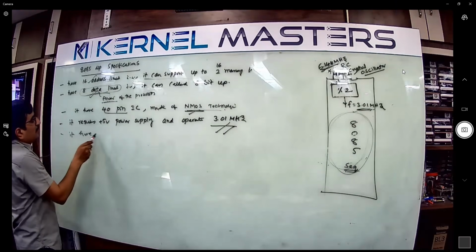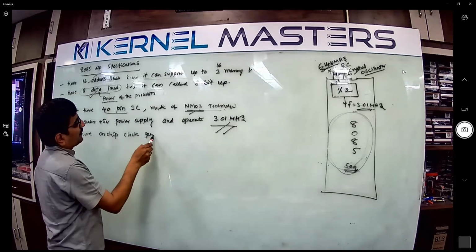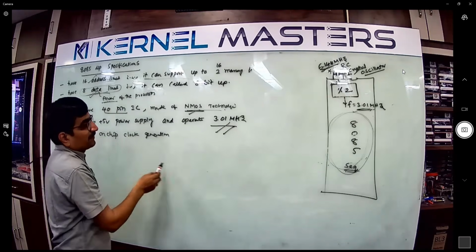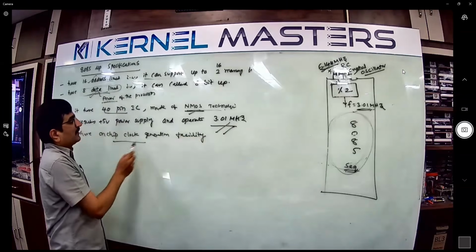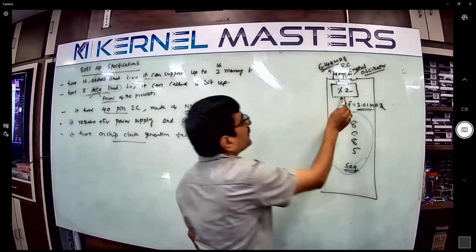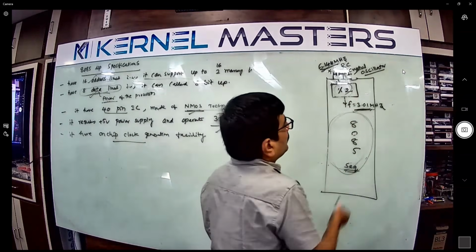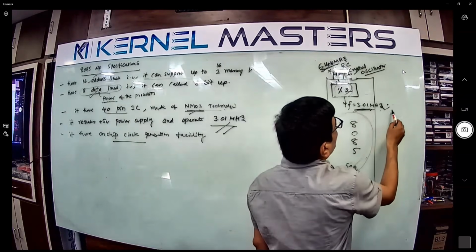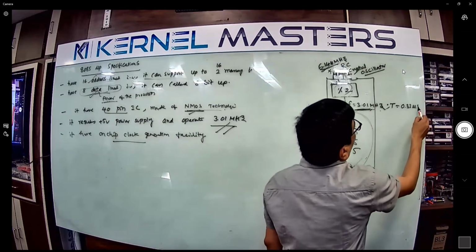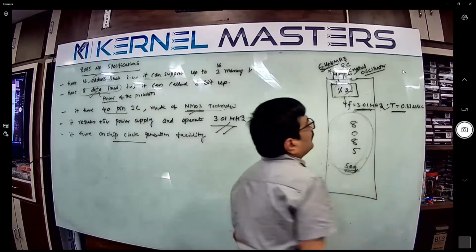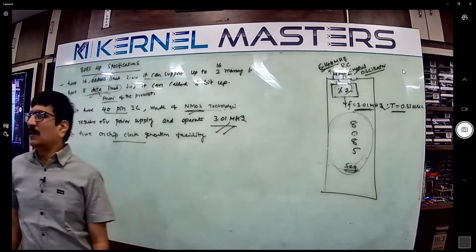The 8085 microprocessor has an on-chip clock generation facility. This circuit generates the clock you require. With a frequency of 3.01 megahertz, the time period is 1 by f, approximately 0.33 microsecond. In the 8085 microprocessor, one clock pulse is 0.33 microsecond.